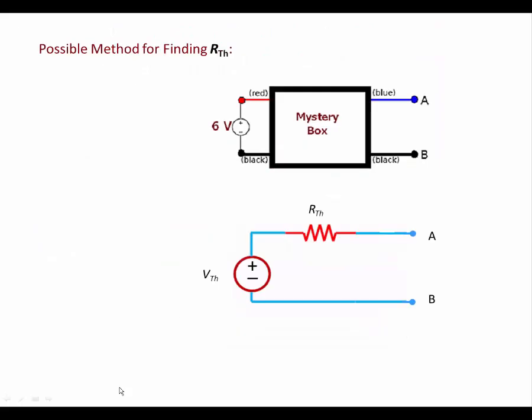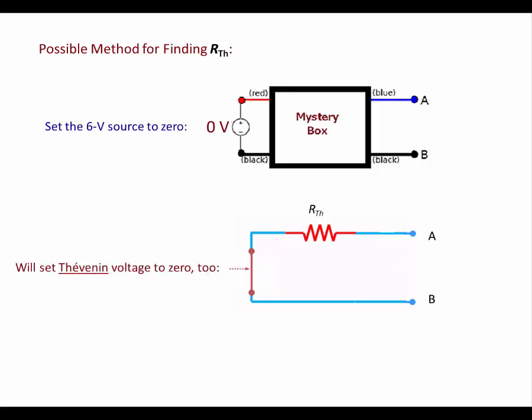Let's talk about one possible method for finding the R Thevenin seen between terminals A and B. A very easy way to do it is simply to set the 6-volt source to 0. Now because V Thevenin in the model is derived from the 6-volt source, setting the 6-volt source to 0 will also set V Thevenin to 0. In that case, you can simply take your ohm meter and measure the resistance directly between terminals A and B, and that will give you the value of R Thevenin.